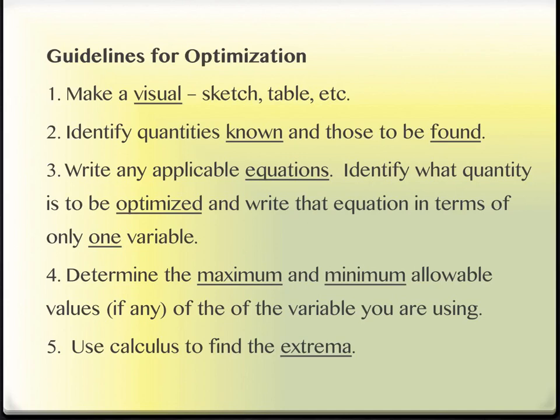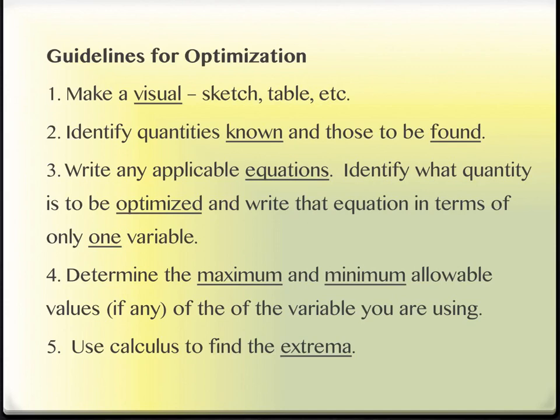Step 4 is to determine the maximum and minimum that we're allowed to have. That's not the maximum and minimum value that we're looking for, just what we're allowed to have. For example, we're going to look at one that has an amount of fencing in an area. Fencing is a physical object. You only have so much of it. You don't have an infinite amount of fencing. So there's a cap on what you can actually use because there's a cap on what you actually have. These are physical quantities typically. There is an upper and a lower bound of what I can actually use.